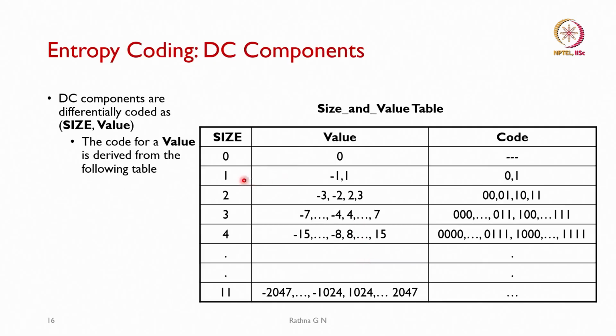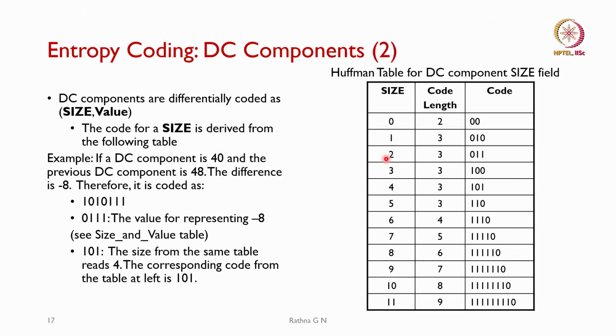The next thing we have to do is entropy coding, basically for the DC components. You will provide a size and a value. The code for a value is derived from the following table. This is the size and value table, these are the values, and how you generate the code is shown in this column. This is how the entropy coding for DC components happens.